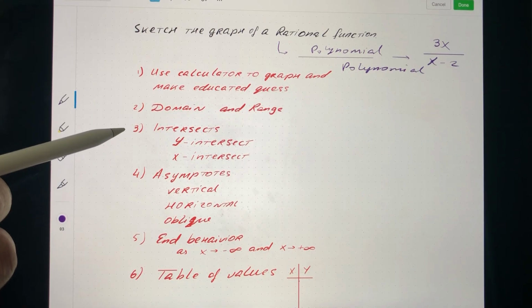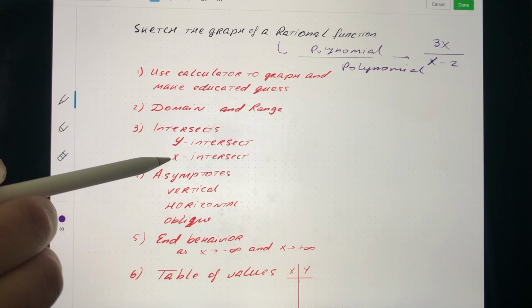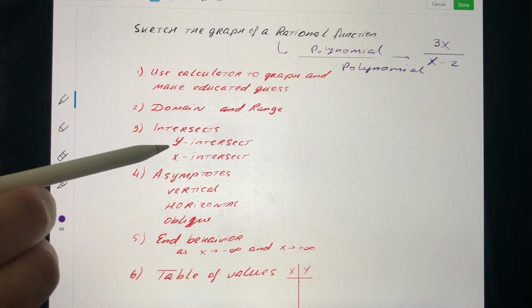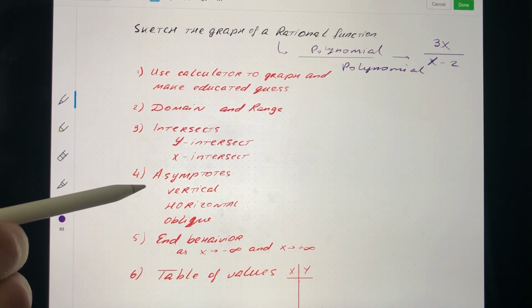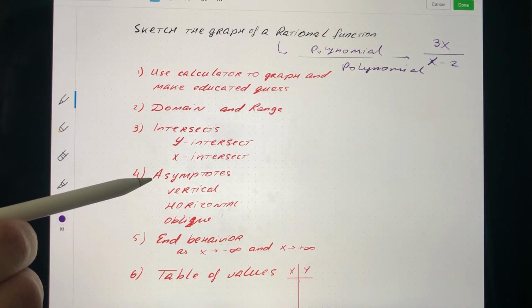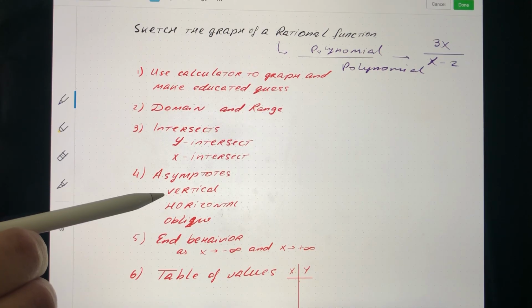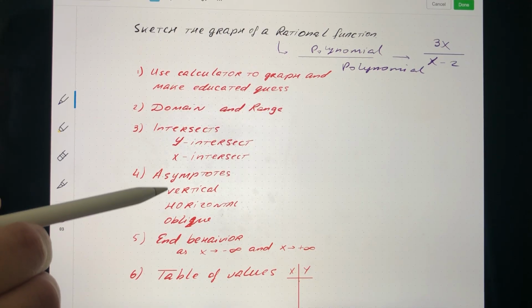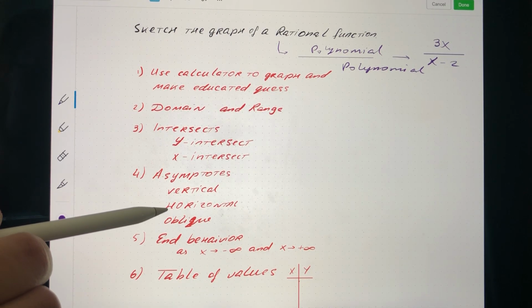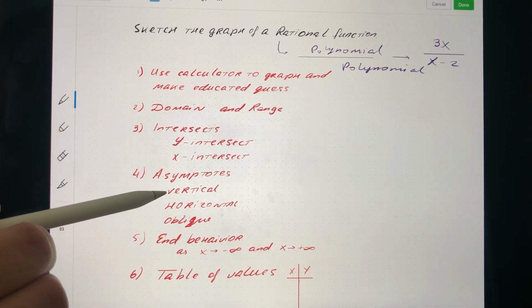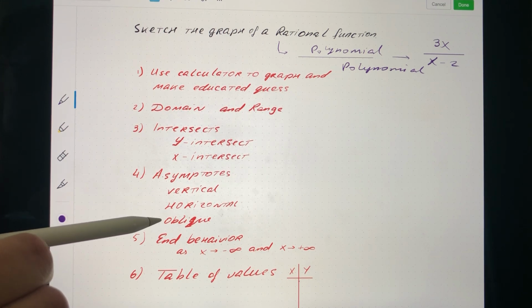The intercepts are the places where your graph crosses the x-axis and the y-axis. The asymptotes are imaginary lines that the graph will approach, but it will not cross. It will never cross the vertical line. It may cross horizontal or oblique ones, but eventually your graph will get very close to these asymptotes.